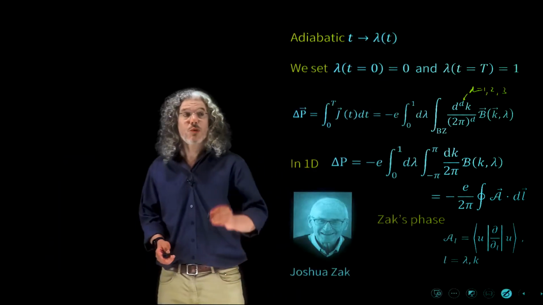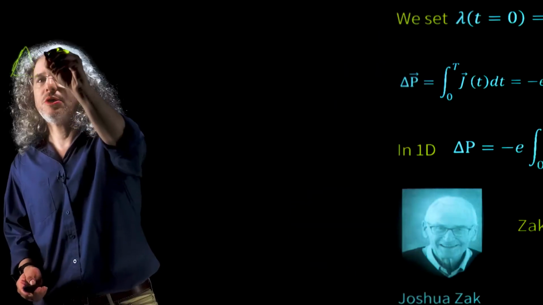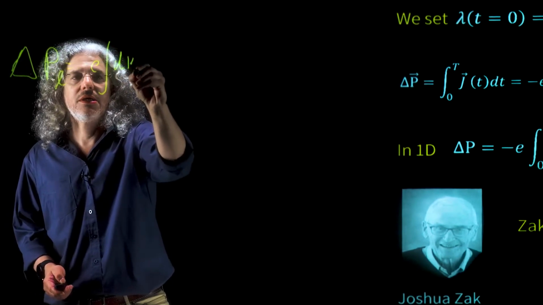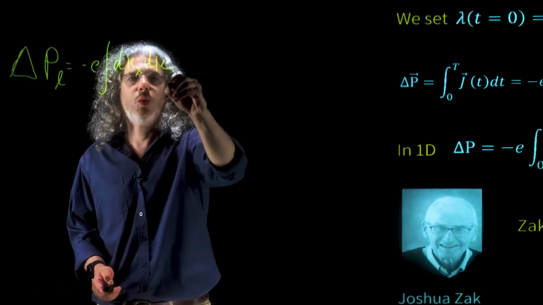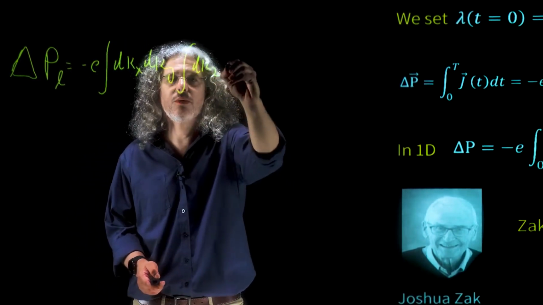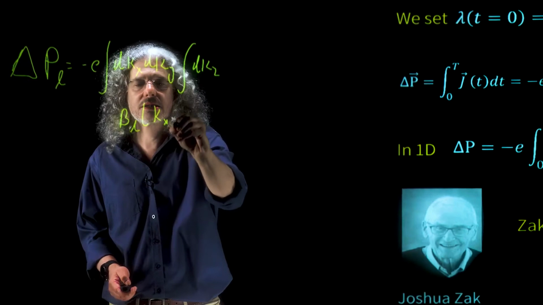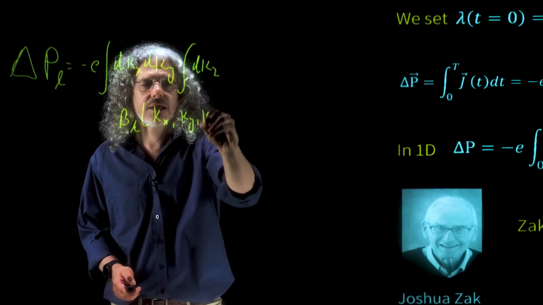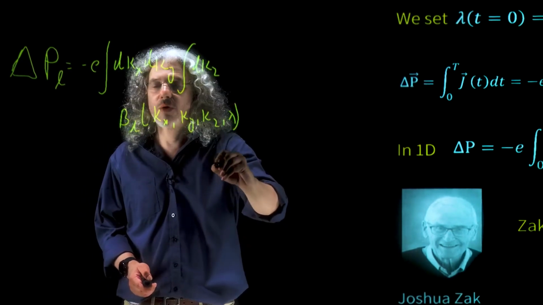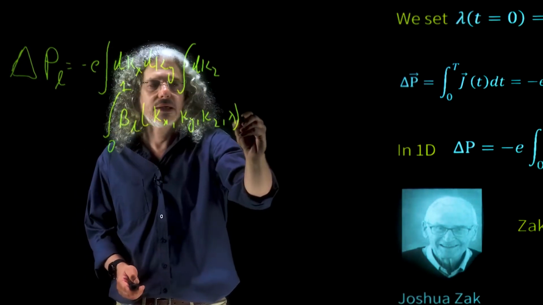Zak. So now we want to generalize that result to 3 dimensions. So delta P_L will be equal to minus e, the integral dk_x dk_y times the integral dk_z. And here we'll have B_L(k_x, k_y, k_z, lambda). And we, of course, have to integrate over lambda as well, the integral from 0 to 1 dλ.